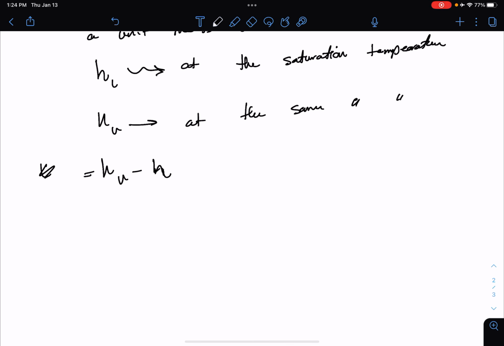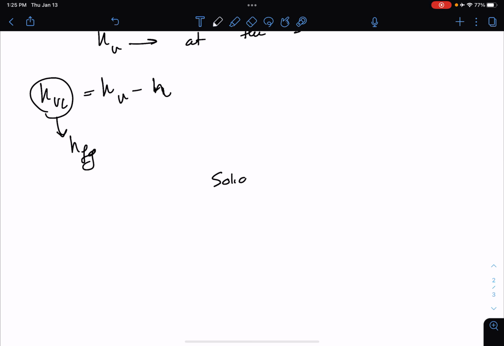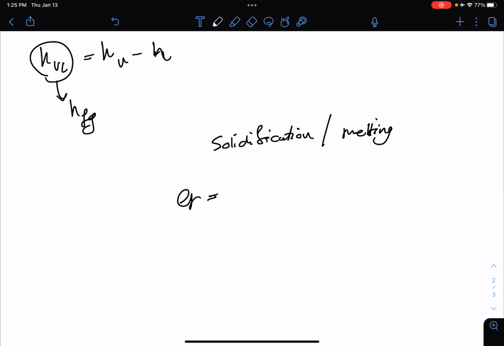This is how you can find the heat of vaporization. Or actually, in thermodynamics, they usually use h_fg for it. The same concept applies to phase change from solid to liquid, right? Which is called either solidification, depending on the process, or melting, right? So heat of solidification is going to be equal to m dot h_sl.